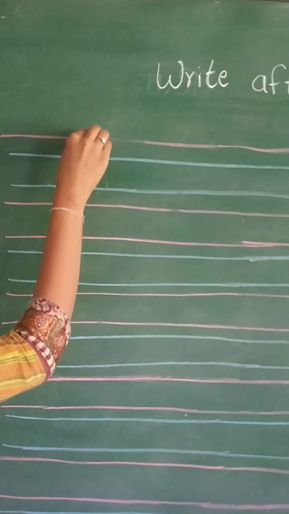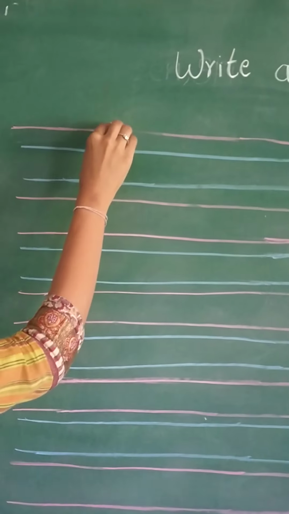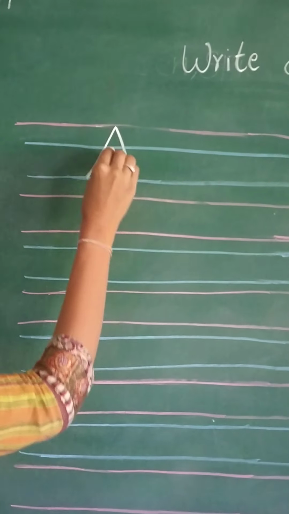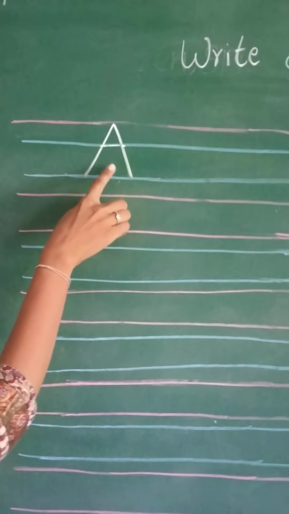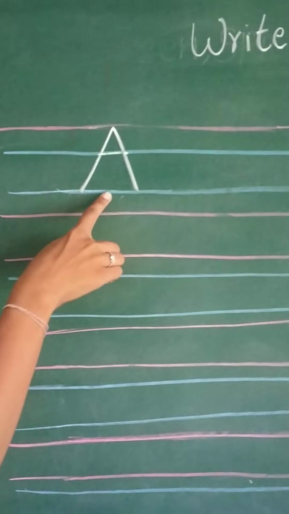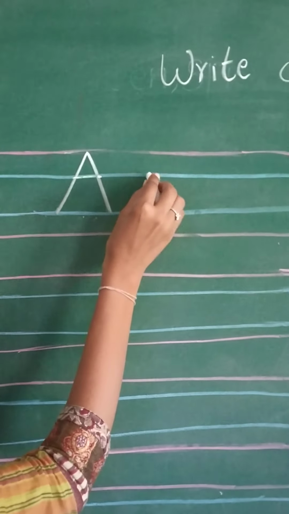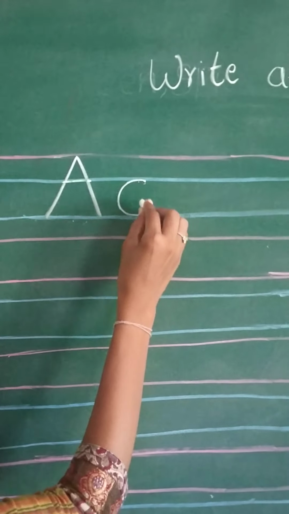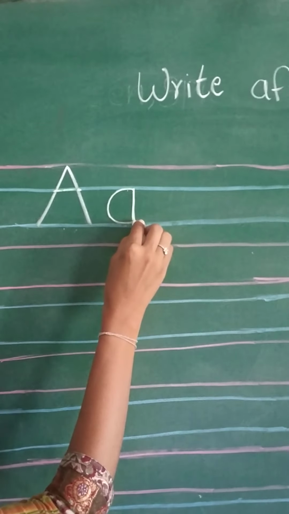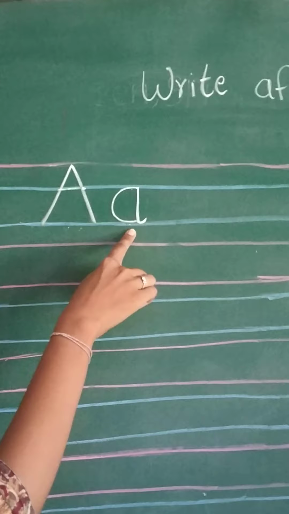Red line to blue line. Slant line and sweeping line. Which letter is this? A. Capital A. Now small a. In the blue line. Curve. Standing line. Curve. This is small a.